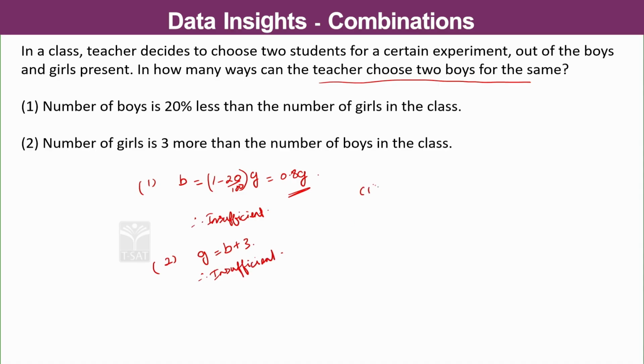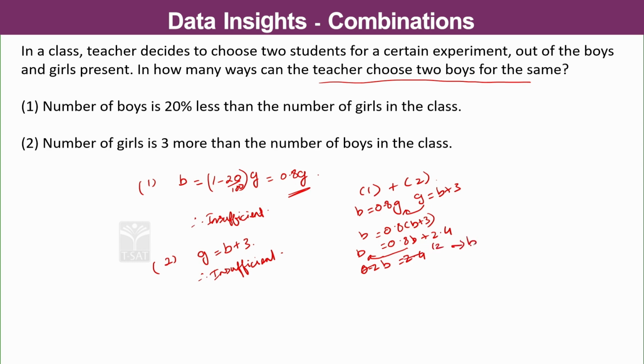Let us see now statement 1 plus statement 2. Here B is equal to 0.8 G and here G is equal to B plus 3. If you substitute the value of G, you will get B equals 0.8 into (B plus 3), which is B equals 0.8 B plus 2.4. Taking 0.8 B to this side, you will have B minus 0.8 B, that is 0.2 B, equals 2.4, which works out to 12.